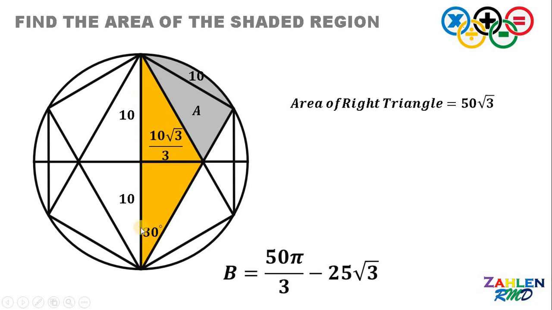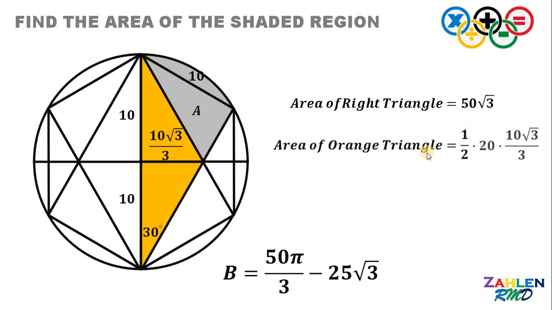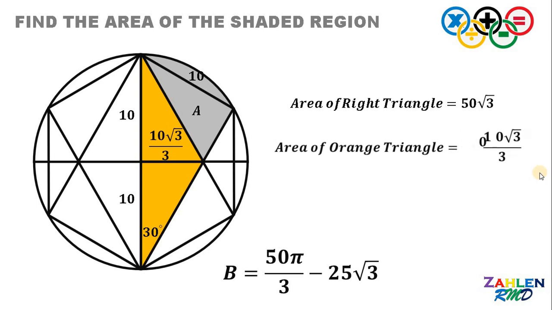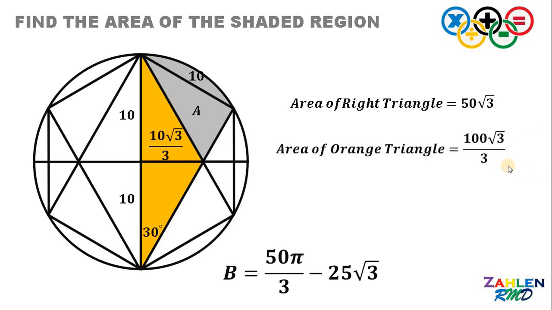Now, we have the base, which is 20, and we have the height, which is 10 times square root of 3 over 3. So, we can now find the area of this orange triangle. Now, let's simplify. 20 divided by 2 will give us 10. 10 times 10 square root of 3 over 3 will give us 100 square root of 3 over 3.